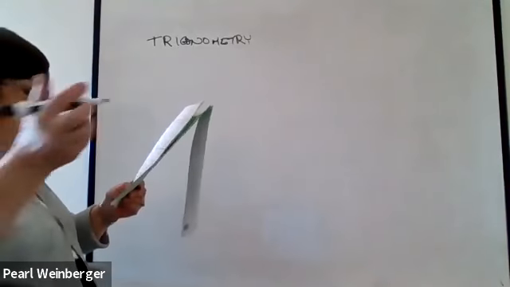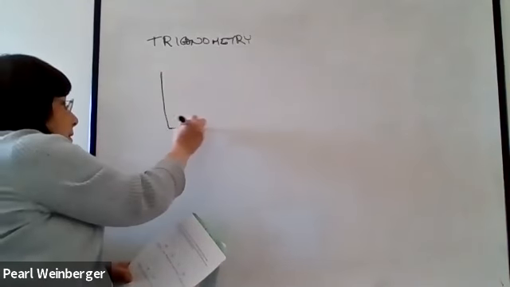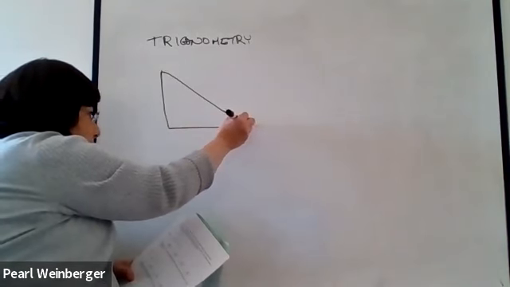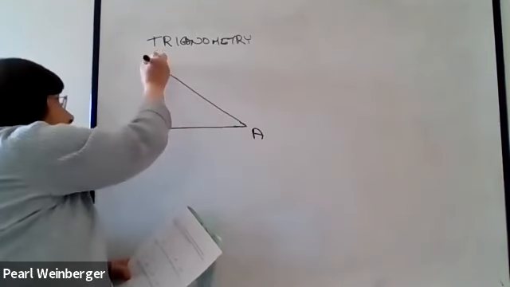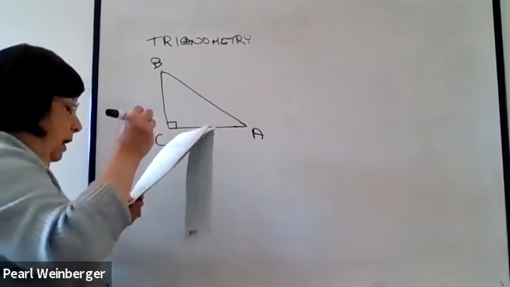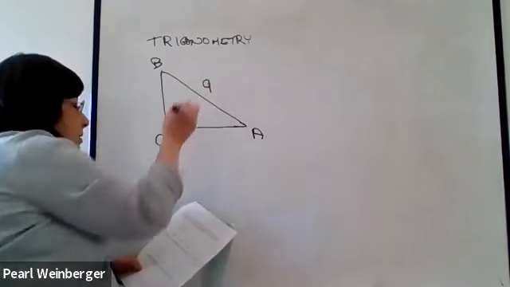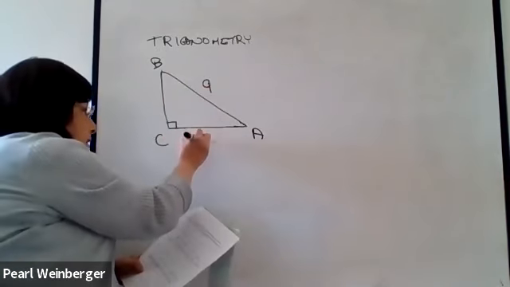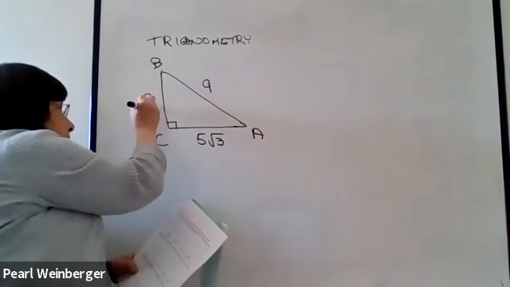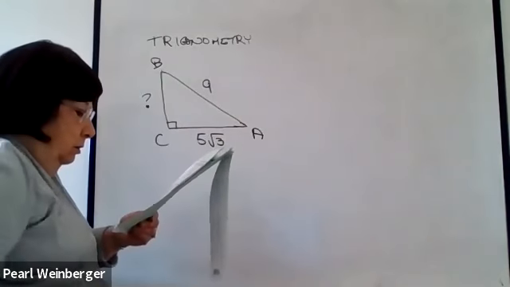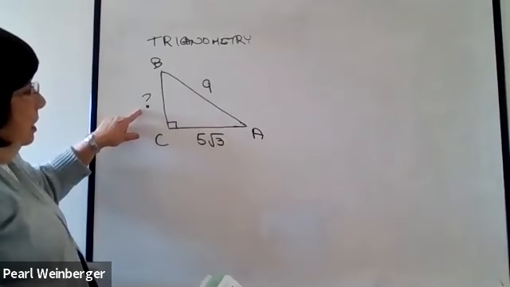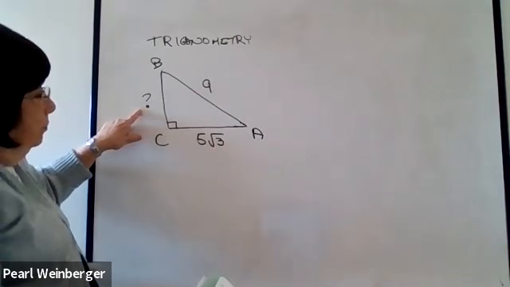So this is from one of the exams, the final exam. Here I have a right triangle, and I'm told that this side is 9, and this side is 5 radical 3, and we're asked to find the third side of this right triangle.